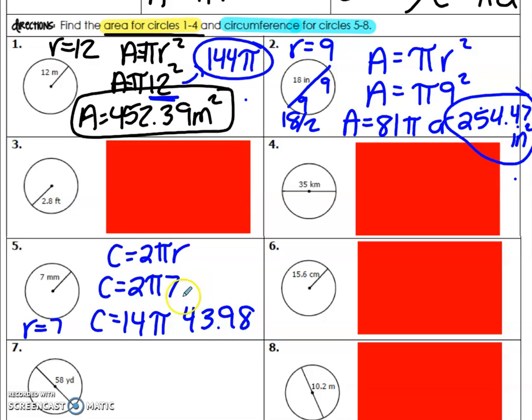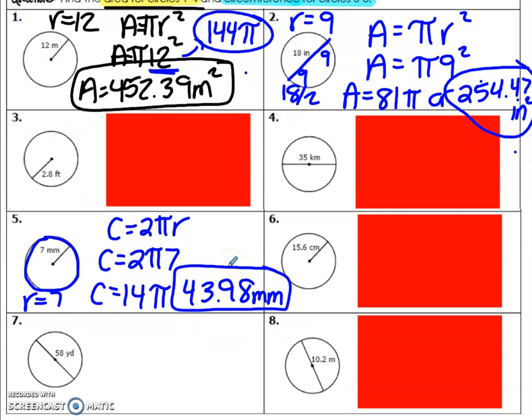All right, it's important to talk about units here. So circumference is how far it takes me to travel the entire way around the circle, which is distance, and so that's why it is just millimeters. It is not millimeters squared. So area has units squared, circumference does not.